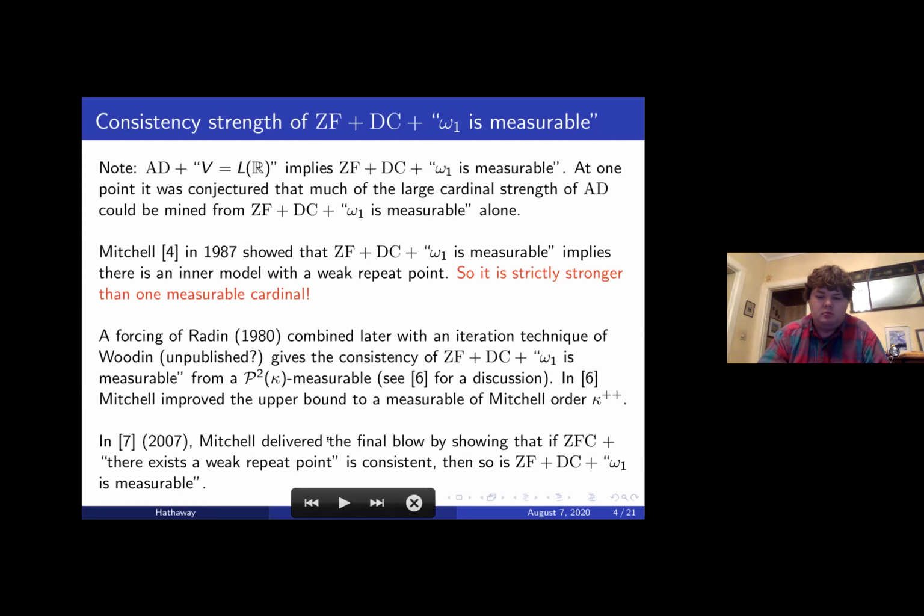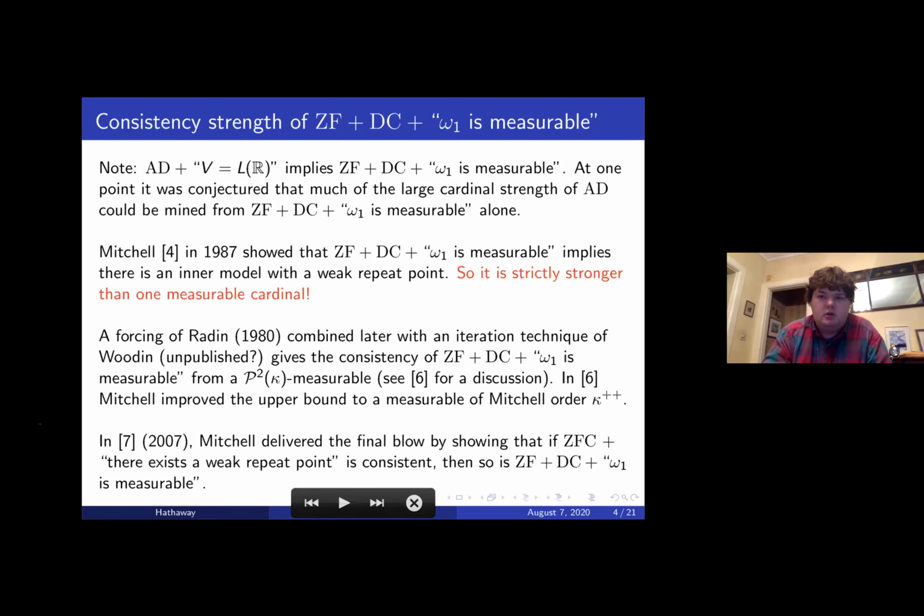I think Mitchell's 2007 paper is just a preprint, and it still has some gaps. At least that's what's on the arXiv. Yeah, I don't think it's been published, you're right, but just according to the arXiv, that's what he's claiming.